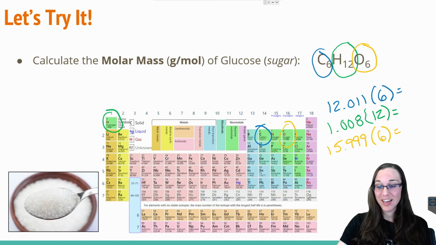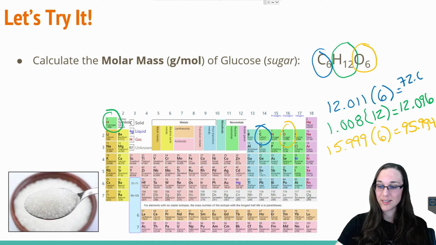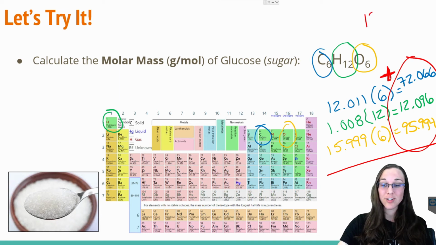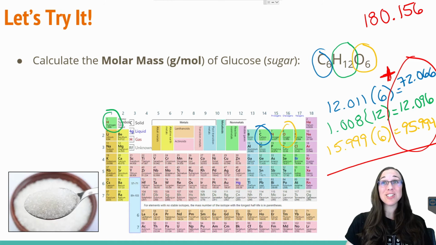For oxygen, I end up with 95.994. For hydrogen, I end up with 12.096. And for carbon, I've got 72.066. And our final answer after adding all of those together is 180.156. Now that can't just be the only thing you write because otherwise, 180.156, what?